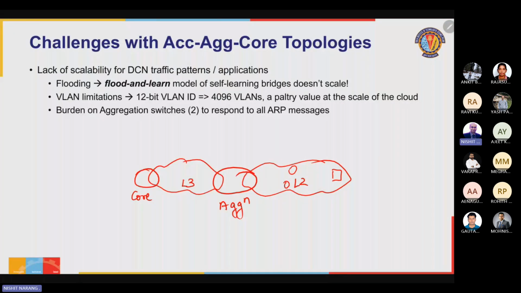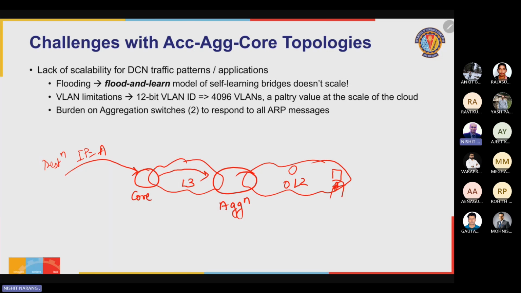Now let's say an IP packet comes to the core with a destination IP address of server A. Right? This is A. The core will send an ARP request towards the layer 2 network.